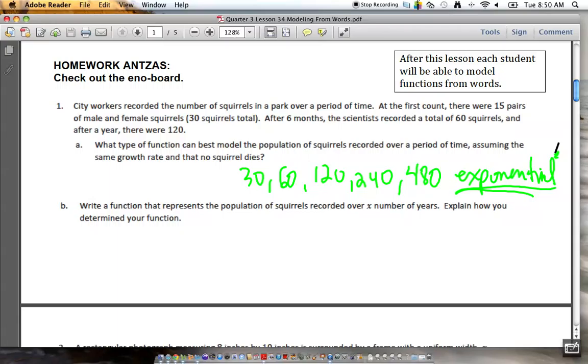Now, write a function that represents the population of squirrels recorded over x number of years. Explain how you determined your function. Now, the common ratio is 2, so that means it's doubling. So I'm going to go 2 to the x minus 1 and 30 times it. Now, remember, this is a lot like when we came out with the formulas for sequencing. This is always the initial amount, 30. And it's always times 2 to the x minus 1. And we always put x minus 1 as the exponent. And the way you can check that, if x is 1, doesn't the answer have to be 30, right? Because this is the first population time, the second, the third. Agree with that? Okay.